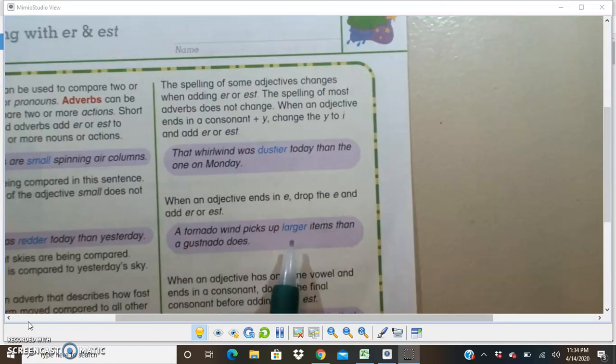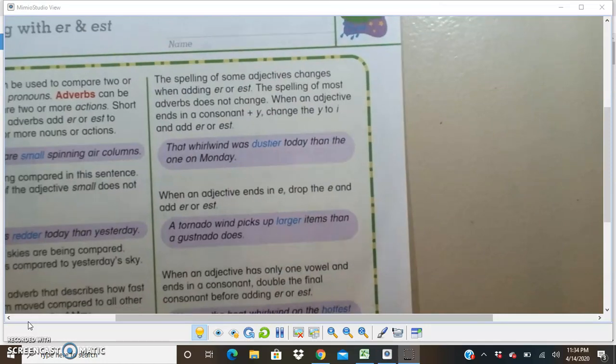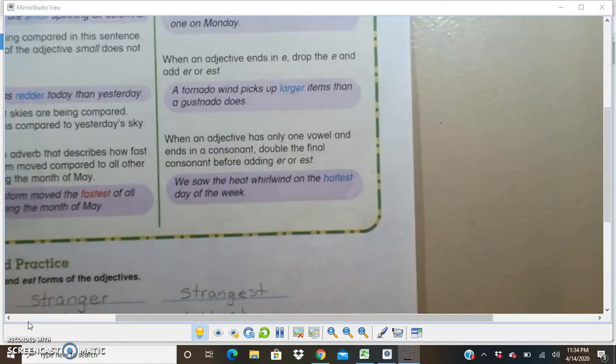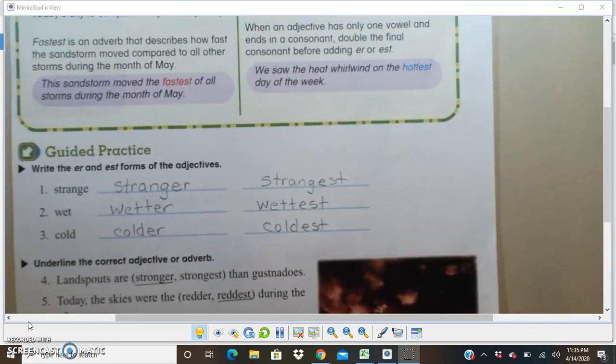So in this sentence, basically the rule is saying the word large is L-A-R-G-E. That's where you would drop the E and add an ER, or drop the E and add an EST. All right, the next rule, it says when an adjective has only one vowel and ends in a consonant, for example, hot, H-O-T, one vowel ends with a consonant, you double that final consonant before you add the ER or the EST. So we're going to look at a few examples of those rules right here.